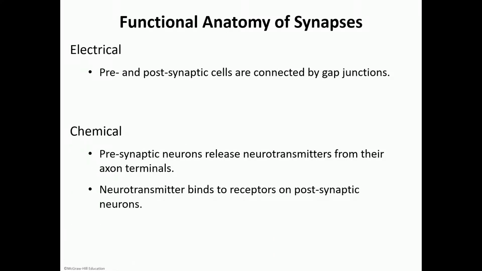In the functional anatomy of these synapses, in the electrical synapse, there really is no gap between the cells, but we have these gap junctions. In the chemical synapse, again, the pre and the postsynaptic neurons have a little gap in the middle known as the synaptic cleft, and we overcome that cleft with neurotransmitters.